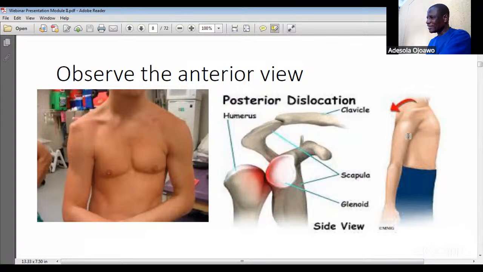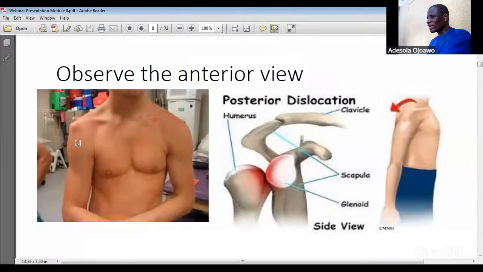The descending of the head of the humerus here is more to the back than to the side, because on the anterior side it is going to swell up. This side is going to swell up, like what we are seeing here. So we call it a posterior dislocation. That this is the sulcus.